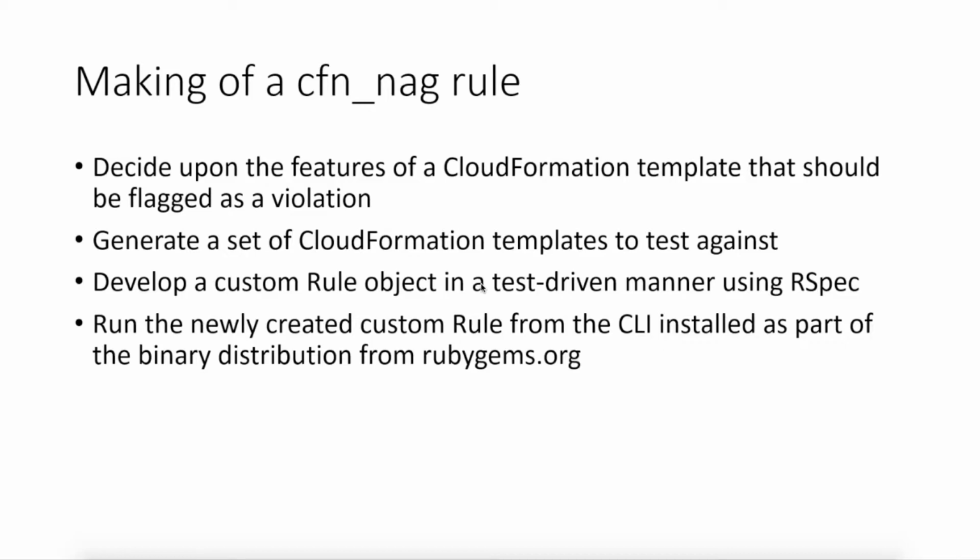Then we'll actually develop the rule object in a test-driven way using r-spec. And then finally, we will install a CFN-NAG distribution from RubyGems and invoke our new custom rule through the CLI in order to show how you can extend CFN-NAG with the custom rule.